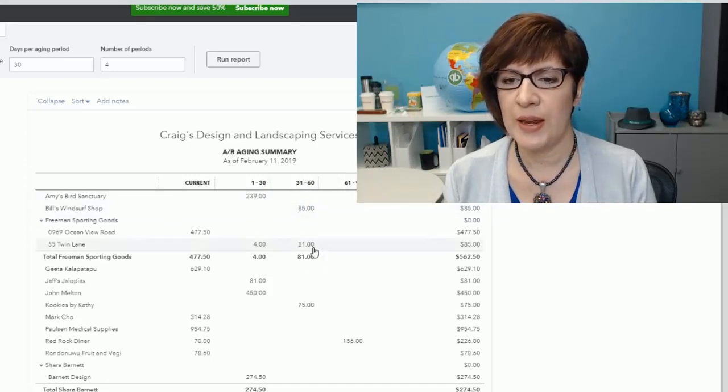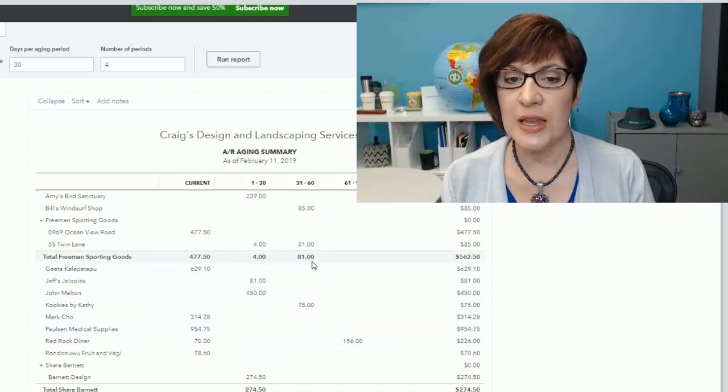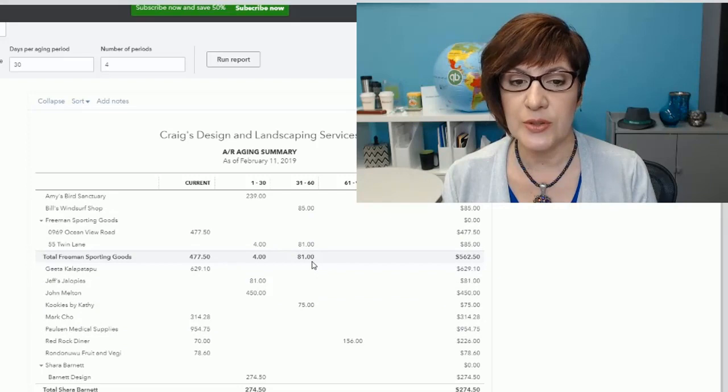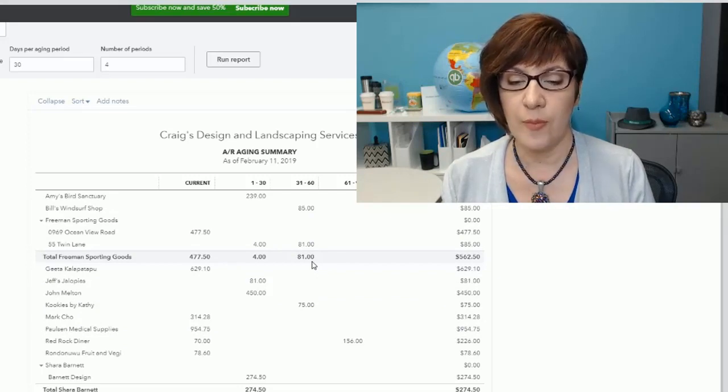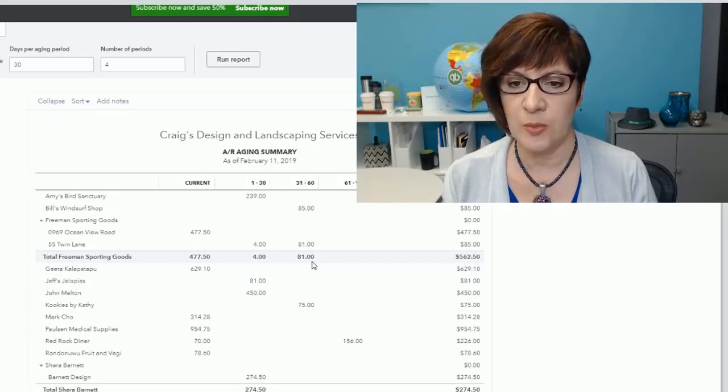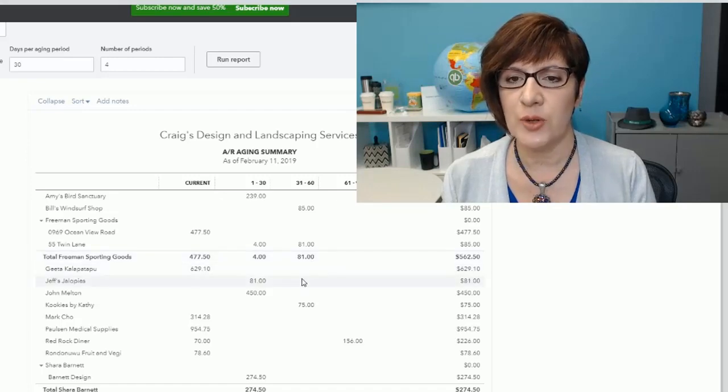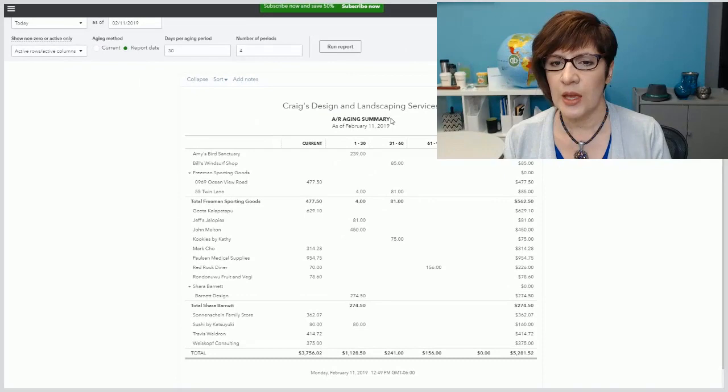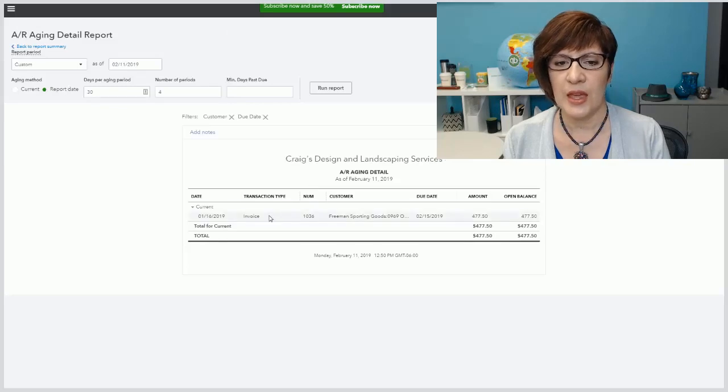So you want to keep an eye on that and make sure that you're working on your collections and getting paid from your customers. And again, this is for those of you who invoice customers. You would see those invoices in the accounts receivable summary. If you want to look at the detail for any of these, you can click on the link and then it'll show you the invoice. You can click on that and even see that invoice.